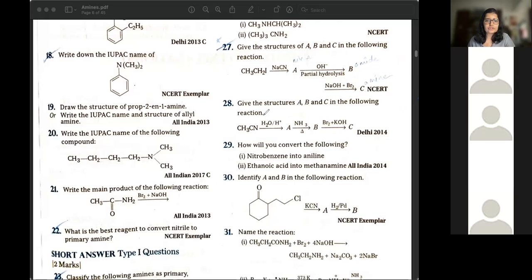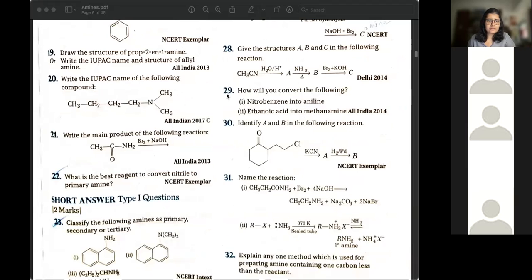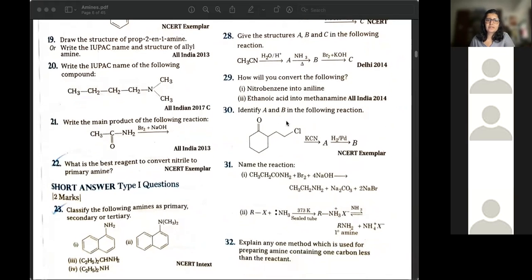Okay, so 28 is very similar. You have a bunch of reactions. This I'll skip, you guys do it on your own. 29 is also very similar. You've given the initial and the final product, and you need to figure out what reagents you need to use. The first one is direct. The second one is converting the acid into an amide and then the amide into an amine.